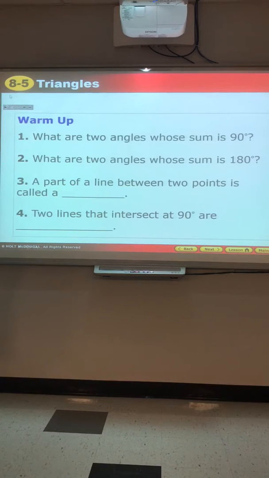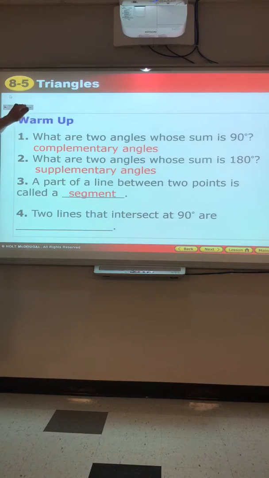Two angles whose sum is 90. Hopefully you said complementary. What are two angles whose sum is 180? Hopefully you said supplementary. Remember S for supplementary, S for straight angle. A part of a line between 2 points is called a line segment. Alright? And two lines that intersect and make a 90 are perpendicular.